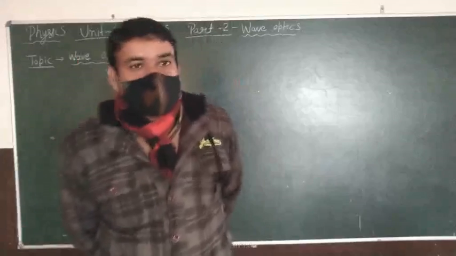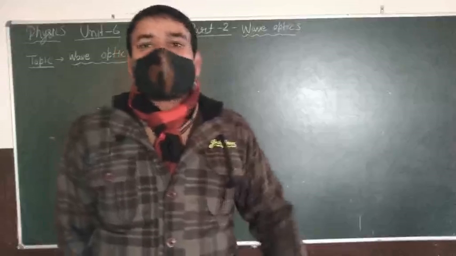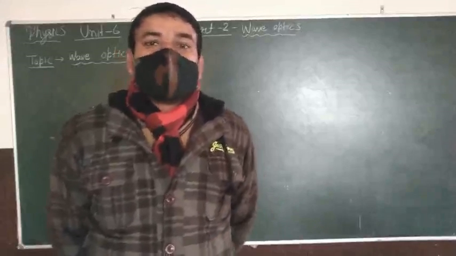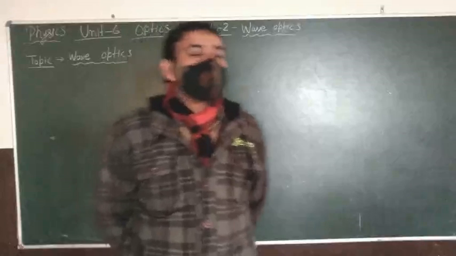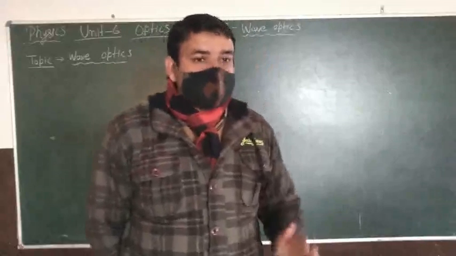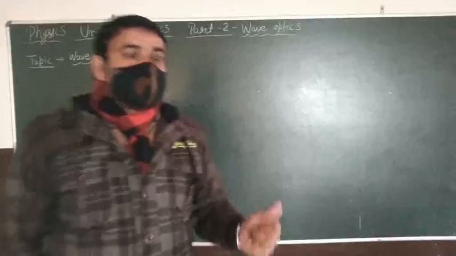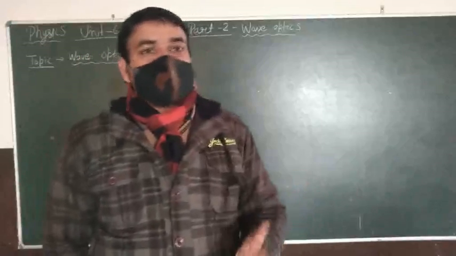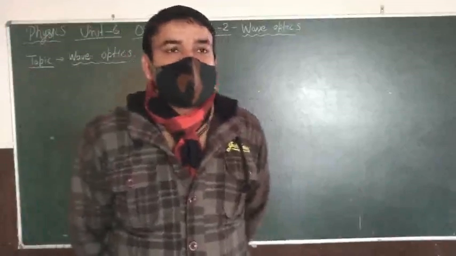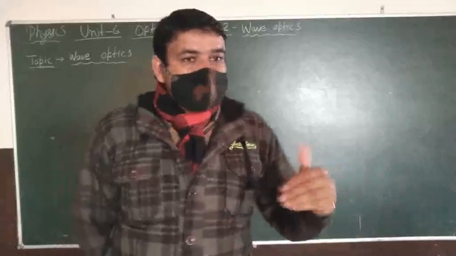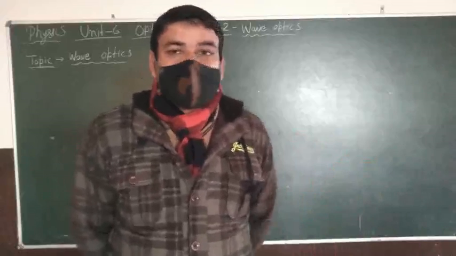Students, in 12th class physics, our today's topic is wave optics, which is the second part of unit 6, optics. In the previous lectures, you learned about ray optics, in which we discussed some phenomena like reflection, reflection through a prism, and some optical instruments on the basis of some principles like the law of reflection and Snell's law.